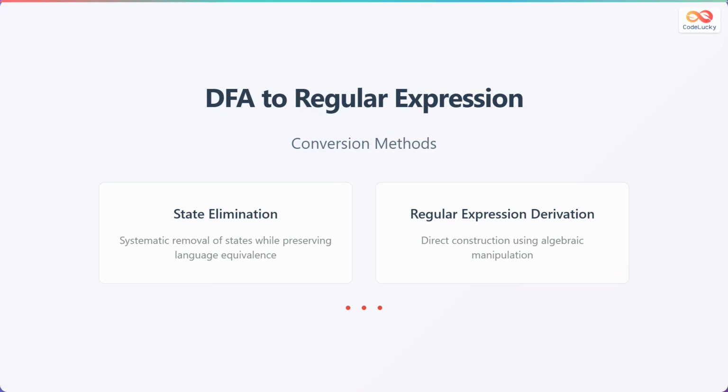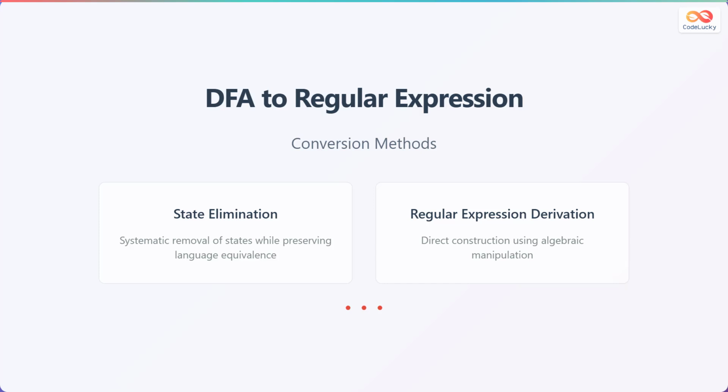In this video, we will explore how to convert a deterministic finite automaton, or DFA, into a regular expression. We'll cover two primary methods for achieving this conversion. These methods provide different approaches to systematically transform a DFA into its equivalent regular expression.